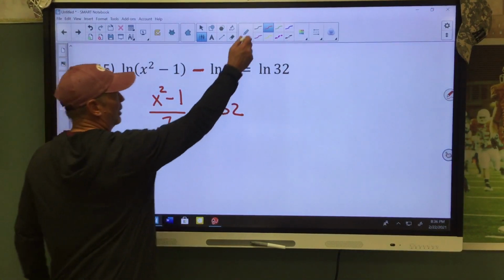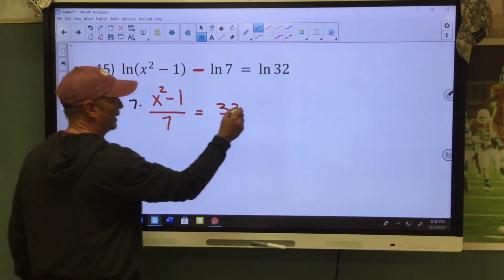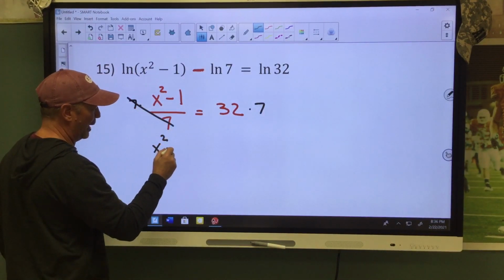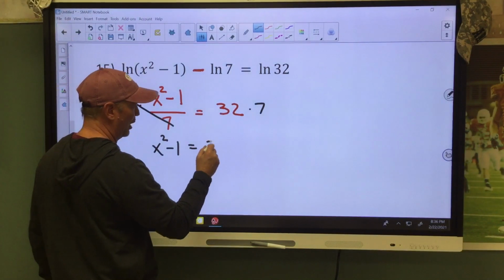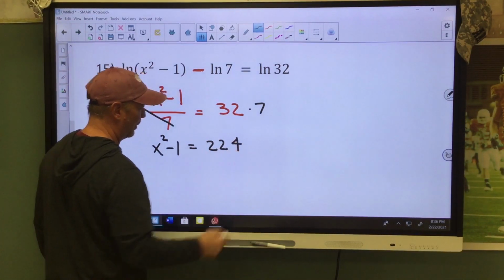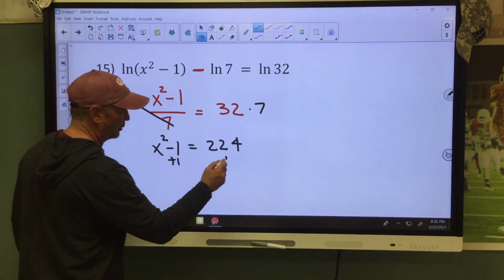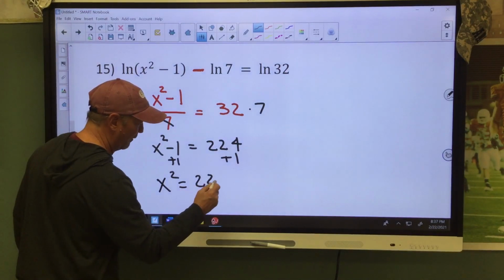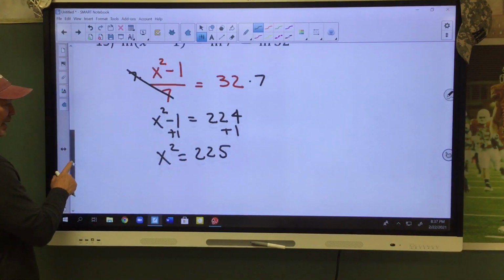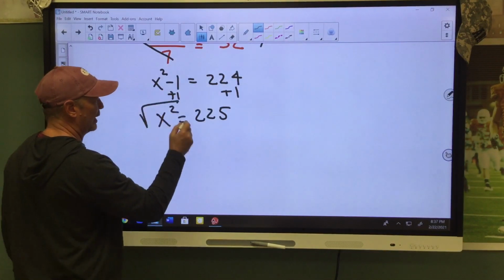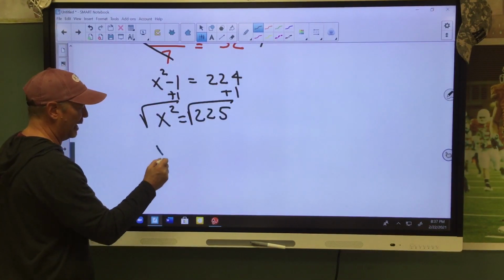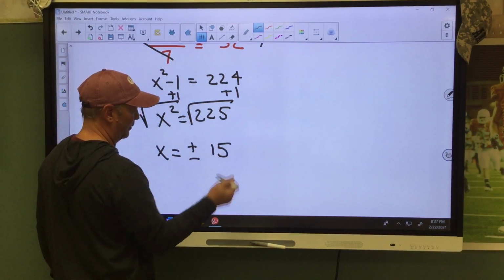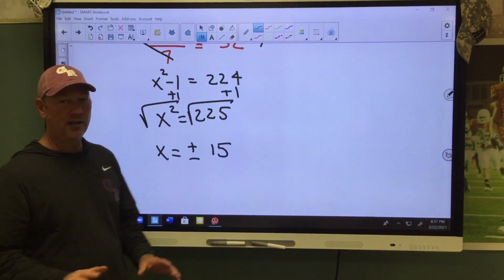Now to move the 7, we're going to go times 7 times 7. This will cancel. X squared minus 1 equals 224. Plus 1. X squared equals 225. We take the square root. And you will tell me that x equals plus or minus 15.